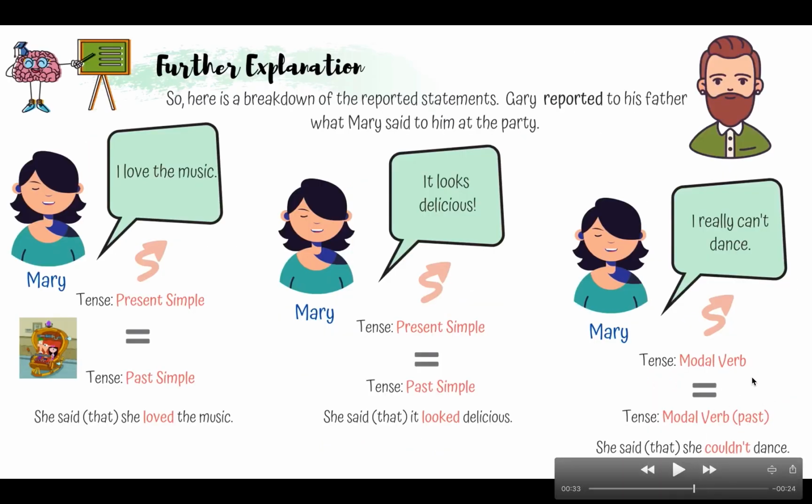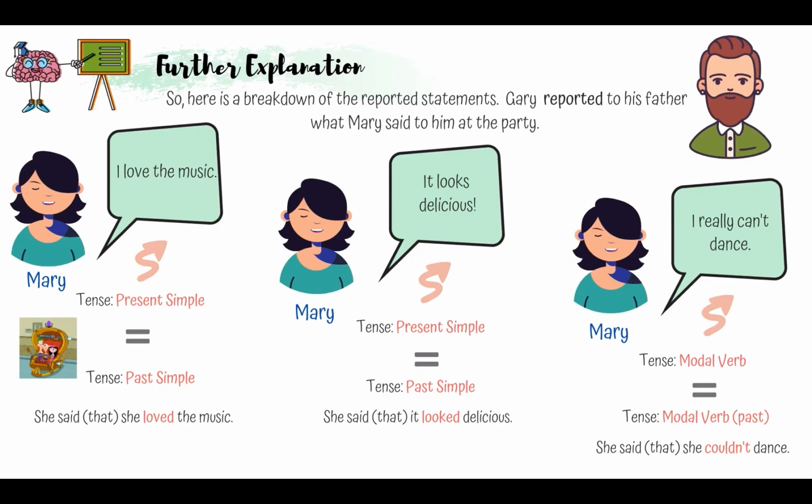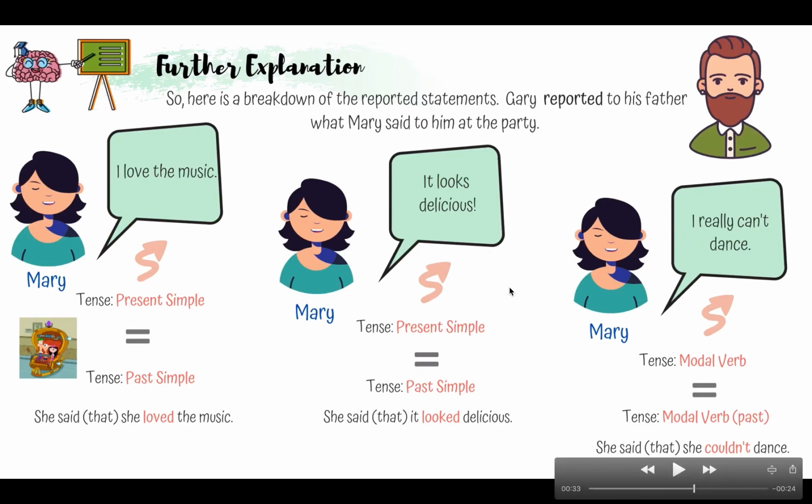Okay, so let's have a look at some further explanations. Here is a breakdown of the reported statements. The statements are normal, everyday sentences, and here we have 3. So Gary reported to his father what Mary said to him at the party.